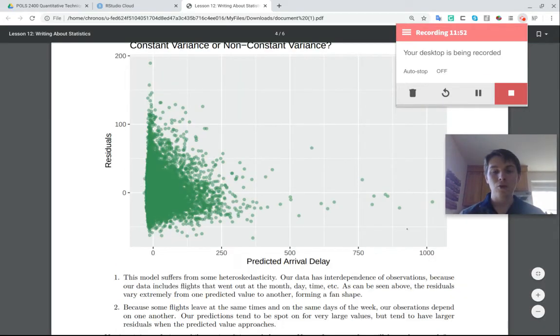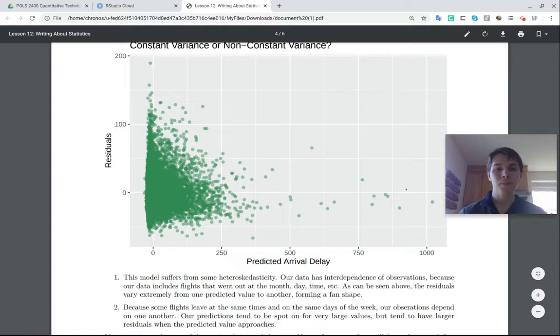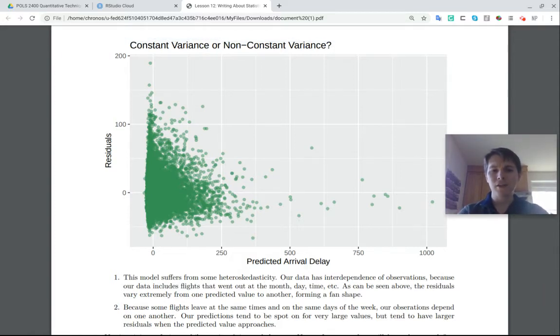Great. We could look at it like this. We could say, this model suffers from some heteroskedasticity. Our data has interdependence of observations because our data includes flights that went out at the same day, time, or month. As can be seen above, the residuals vary extremely from one predicted value to another, forming a fan shape.